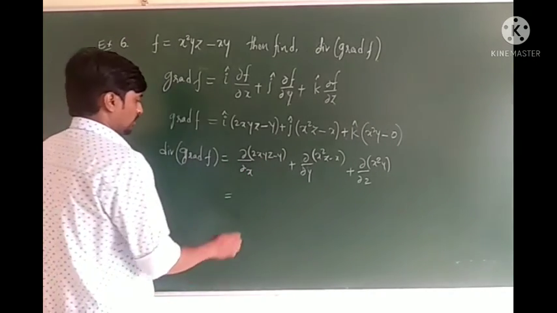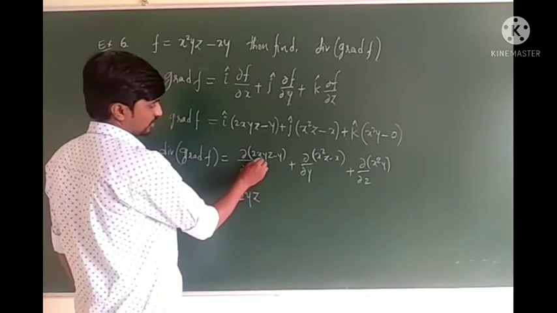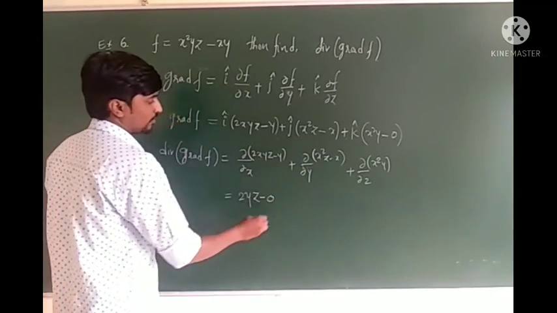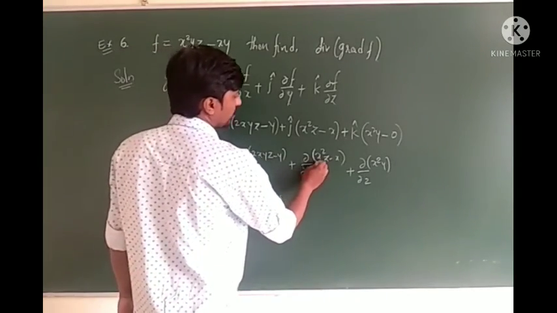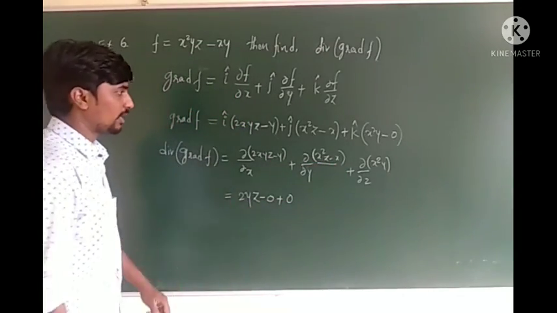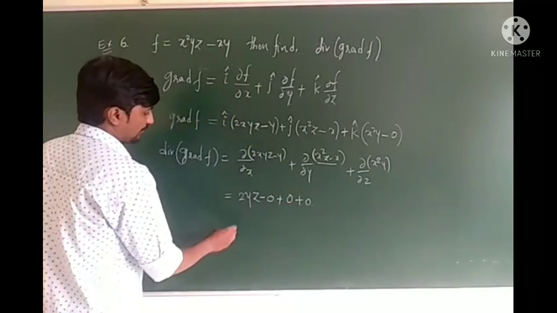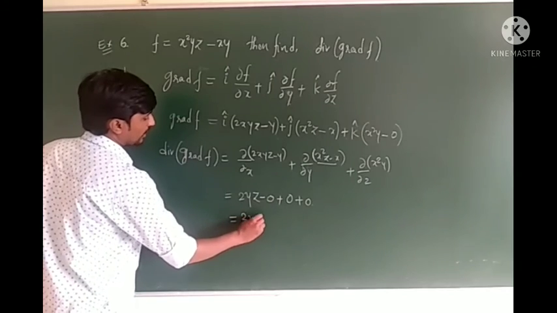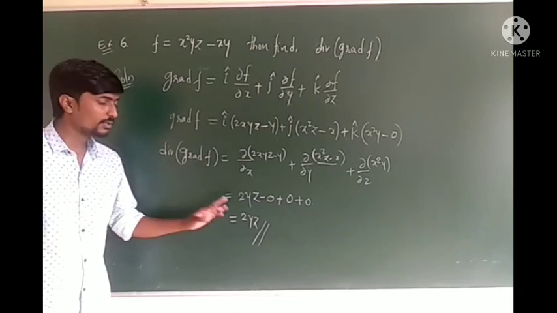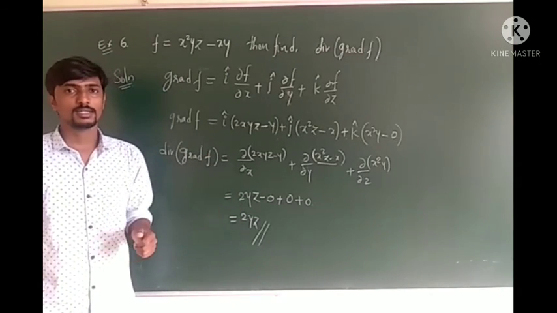So after differentiation we get here 2yz. Differentiation of x is 1 and differentiation of minus y is 0. Okay, so plus the differentiation of this quantity with respect to y is 0 because there is absence of the y coordinate. And here, due to the absence of the z coordinate, this value is 0. So this is equal to 2yz. So this is your answer for the divergence of the gradient of f here. Yes, so write down this example. So we'll go for the next example here.